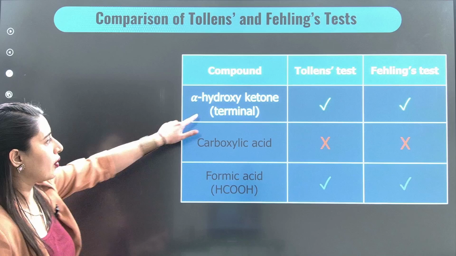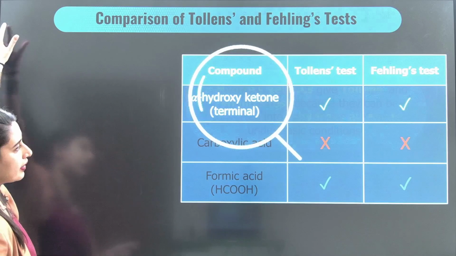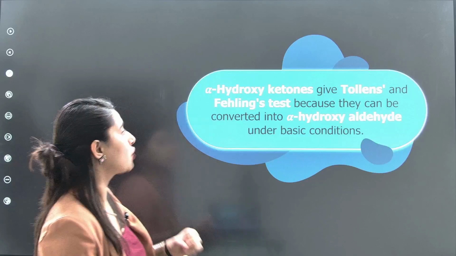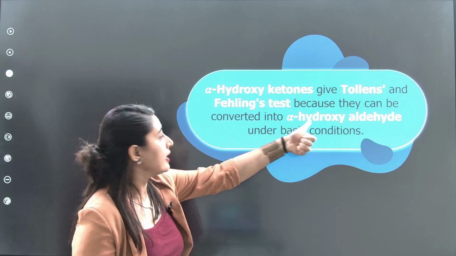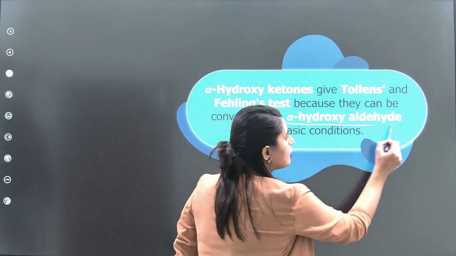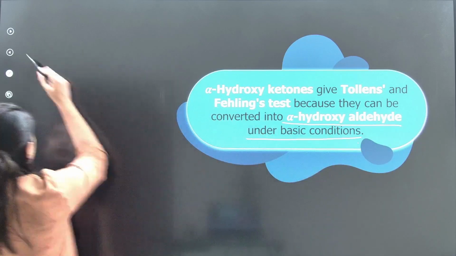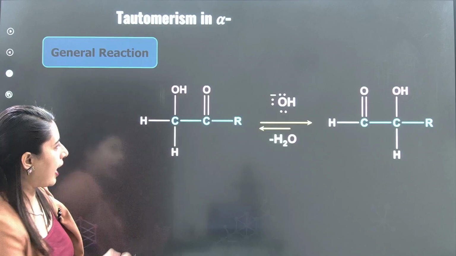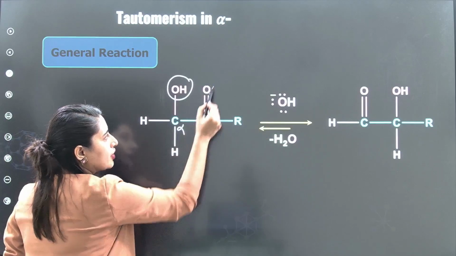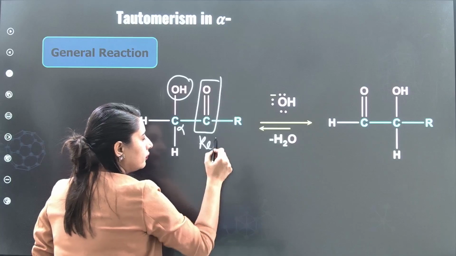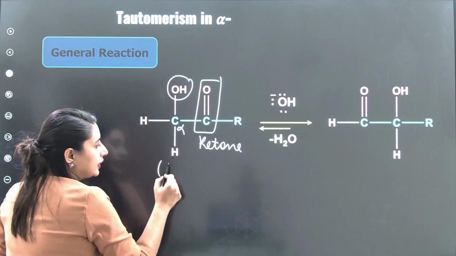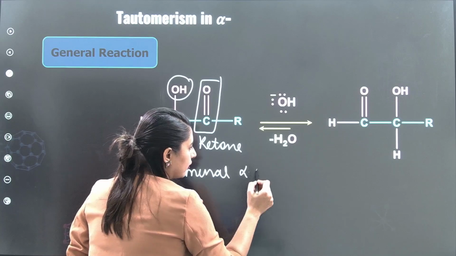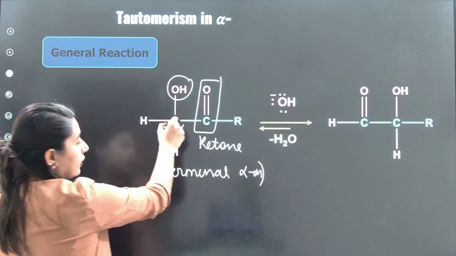If you want to figure out what is happening here, a similar thing is happening here. Let's figure out what is happening to the alpha hydroxy ketones, which give Tollens and Fehling's test, because they can be converted to an alpha hydroxy aldehyde under basic conditions. Now this is also a game changer, this kind of a change that can happen. So if you see, this is an alpha hydroxy ketone. So it's a ketone group and it's a terminal alpha hydroxy compound, right? The OH is on the terminal carbon.